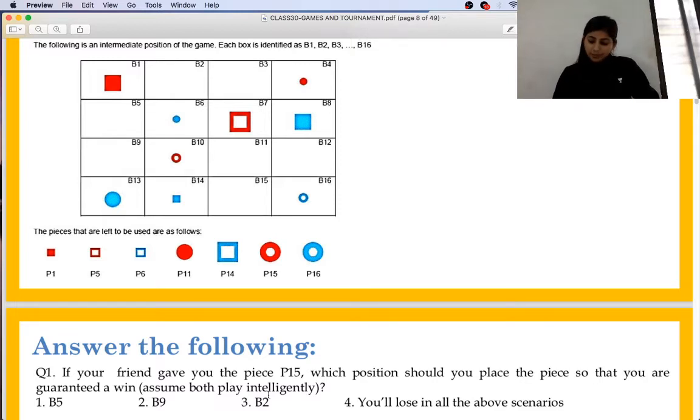Okay, let's see. B2. If you place P15 on B2, how can you win?